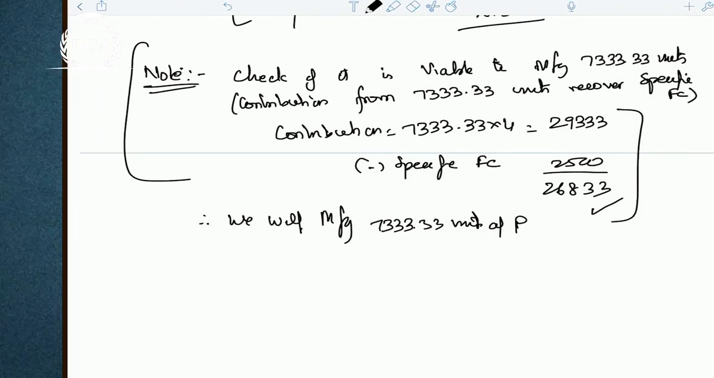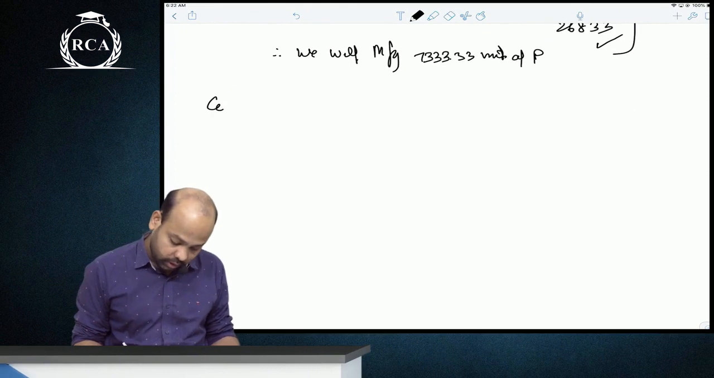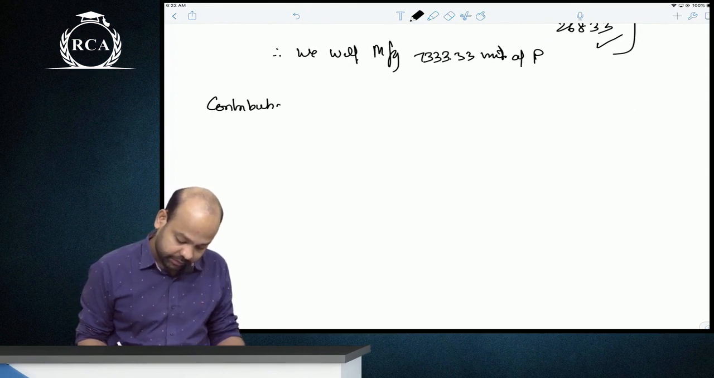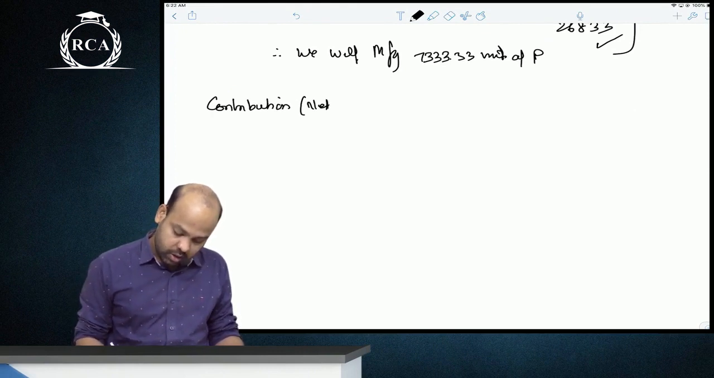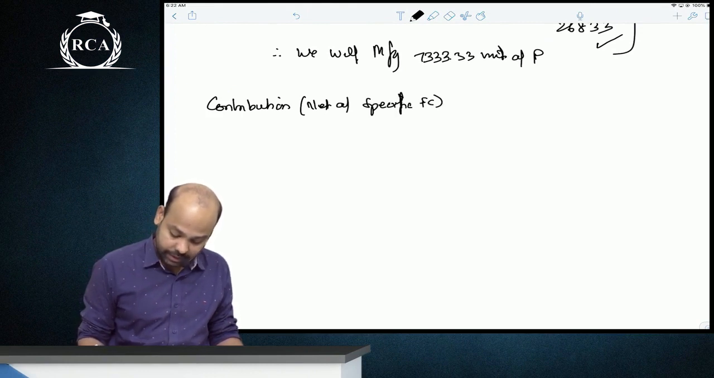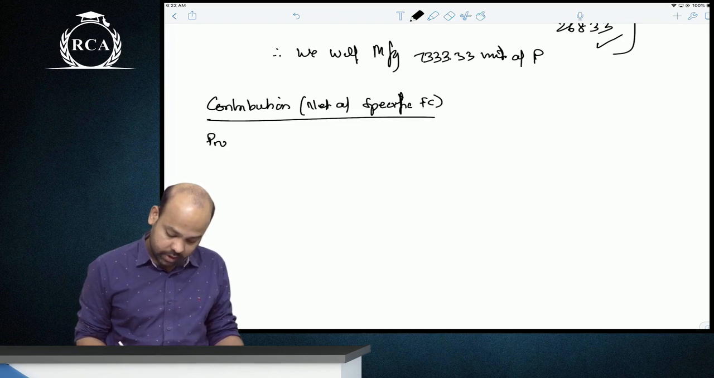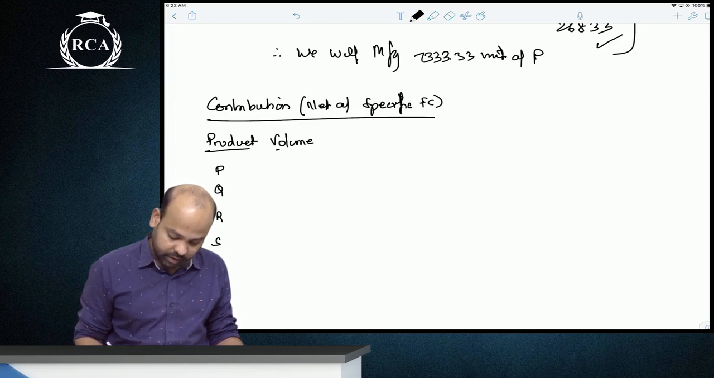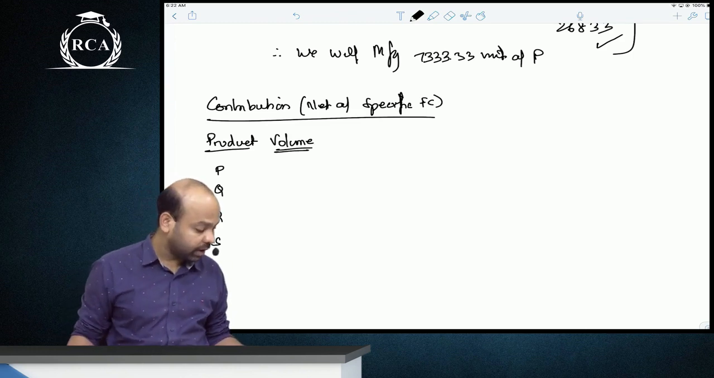He's also asked us to compute profitability, guys. Can we do that? Contribution net of specific fixed cost. We will do it, sir. There are 4 products, guys, that we have: P, Q, R, S. The volumes that we have of these products.